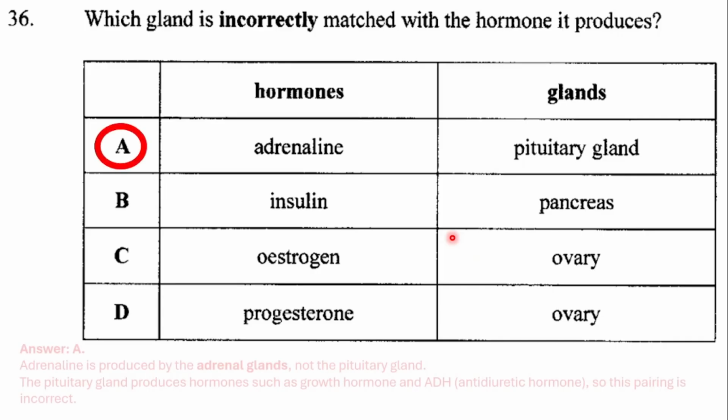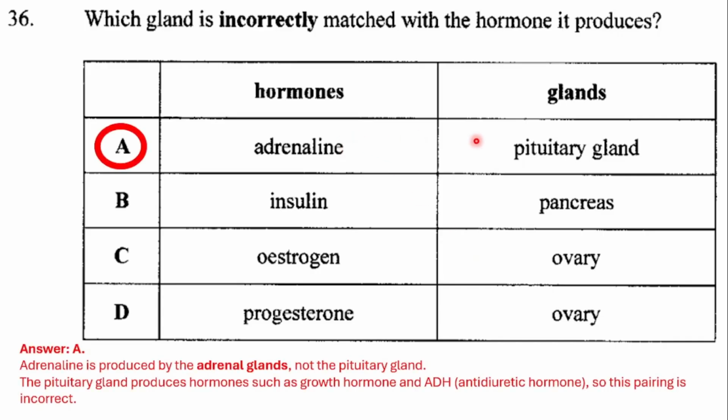And the one that's incorrectly labeled is definitely adrenaline and pituitary gland, because adrenaline is not produced in the pituitary gland, but is produced by the adrenal glands. The pituitary gland, however, produces hormones such as growth hormone and ADH, antidiuretic hormone. So this pairing is incorrect. So the correct answer is definitely going to be A.